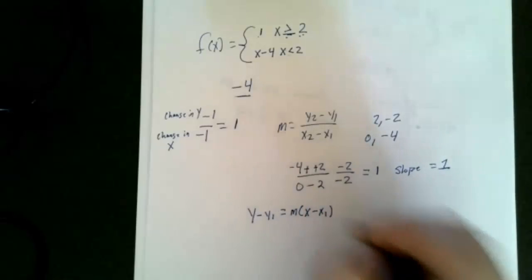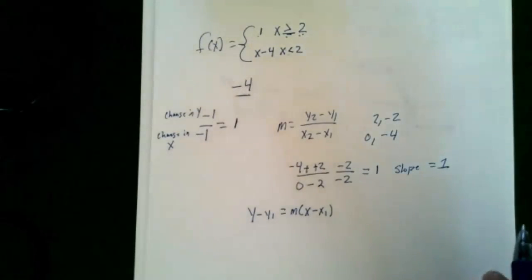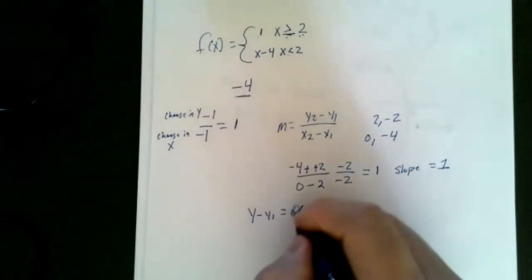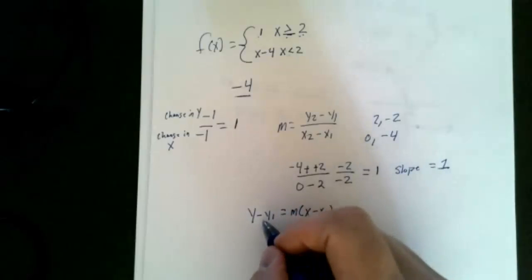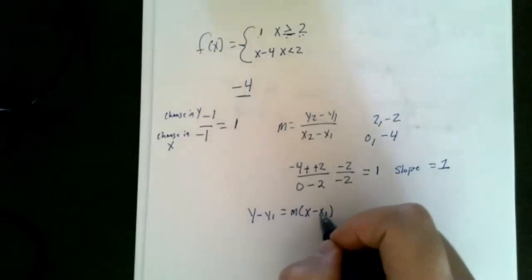I'll show you how to do that one more time. I know it's something that we've already covered, but it never hurts going back through. So remember, m is your slope. Y1 is just a generic point that's plugged in. X1 is the other point that we plug in.